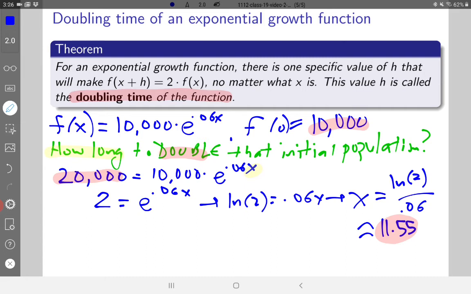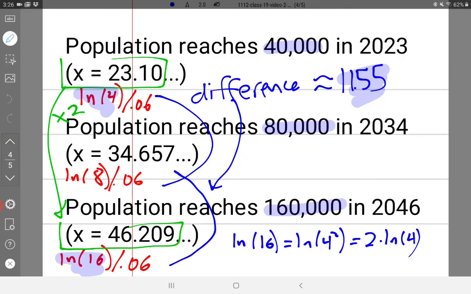I can see from the work on this slide that that's the amount of time it will take to go from 10,000 to 20,000. And then based on our work on the previous slides, that's in fact exactly the same amount of time it takes to go from 40,000 to 80,000 and from 80,000 to 160,000. It didn't matter where I started, it will always take that 11.55, that same amount of time to double the current population, no matter what it was to begin with.